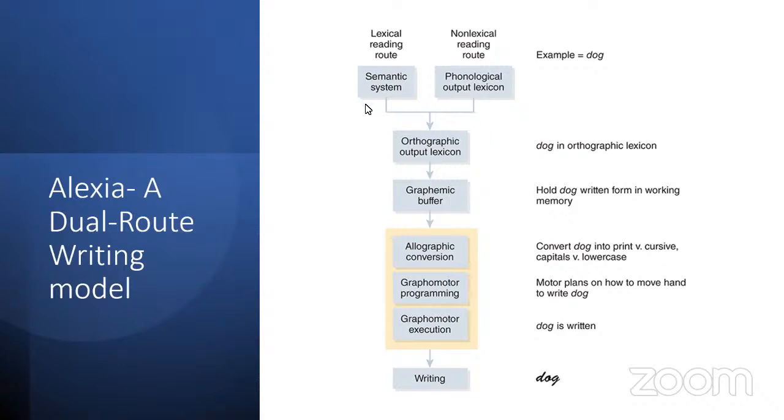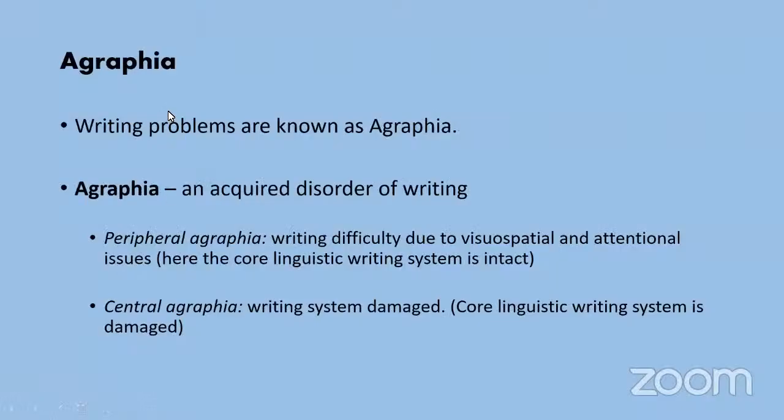There's a semantic system. The orthographic output lexicon is the storage, and we try to attach meaning to this, and we hold it in the graphemic buffer till we write it, and they convert dog into print, cursive or capitals, lowercase or uppercase, as the requirement is. And graphomotor programming plans how to move the hand to write dog, and then the execution follows, and that is writing. So this is the dual route model which we see, and writing problems are known as agraphias.